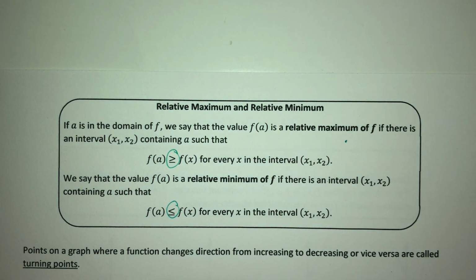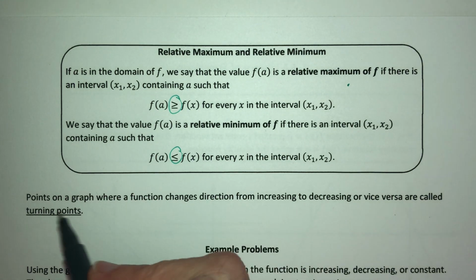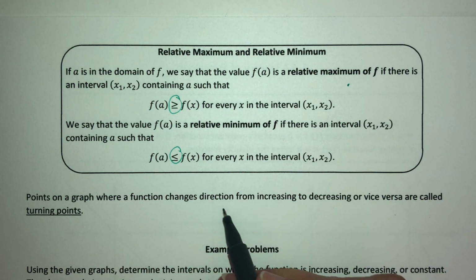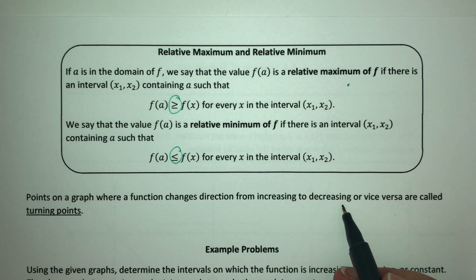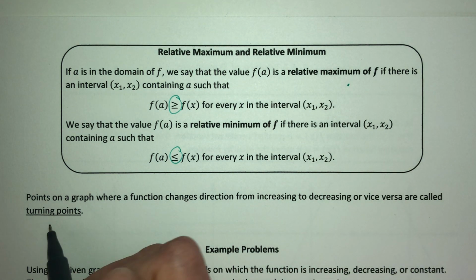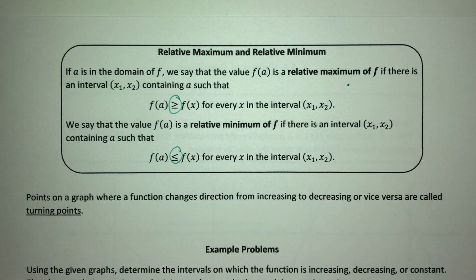Okay? And just one more definition here. Points on a graph where a function changes direction from increasing to decreasing, or vice versa, these are called turning points. Okay, so if we're going from increasing to constant, not a turning point. If constant is involved anywhere in there, it's not a turning point. Just if it changes from increasing to decreasing or decreasing to increasing, it's a turning point.